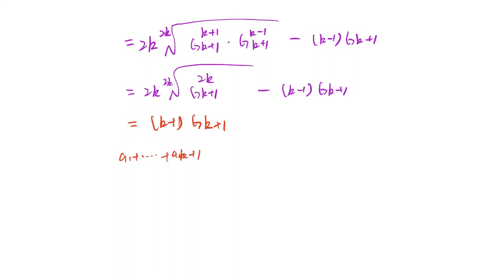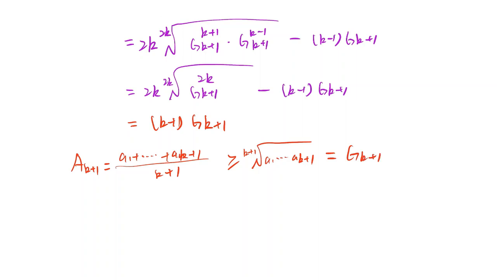And here we successfully prove that a1 plus all the way up to a_{k+1} over k plus 1, which we denote as A_{k+1}, is larger or equal to the k plus 1 root of a1 times all the way up to a_{k+1}, which is also g_{k+1}. Therefore, we've proved that since Pk holds, P_{k+1} holds, so Pn holds for all positive integers n.